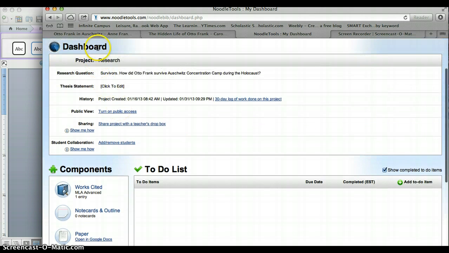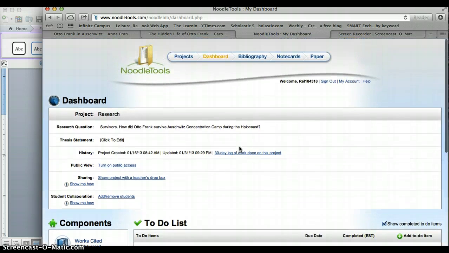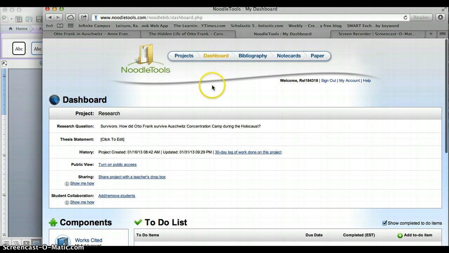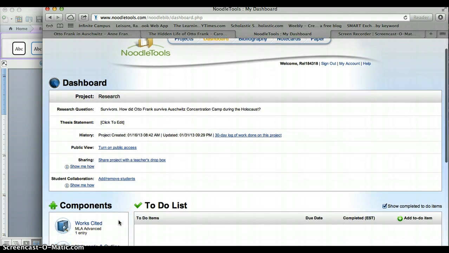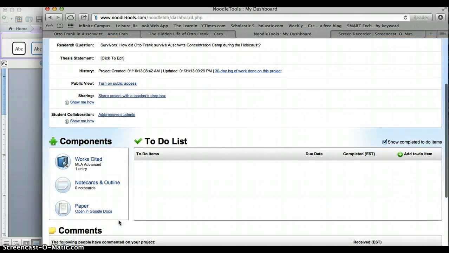Again, we are on our dashboard page, and right under Works Cited, it says Note Cards and Outline. Please click on that. So again, once you get to your NoodleTools page, okay, we should all be on the computer, looking at our dashboard, and if you're not to the dashboard, just click it up at the top. Scroll down to the components, which is on the left-hand side. And then under Works Cited, we see Note Cards and Outline, and you're going to click there.